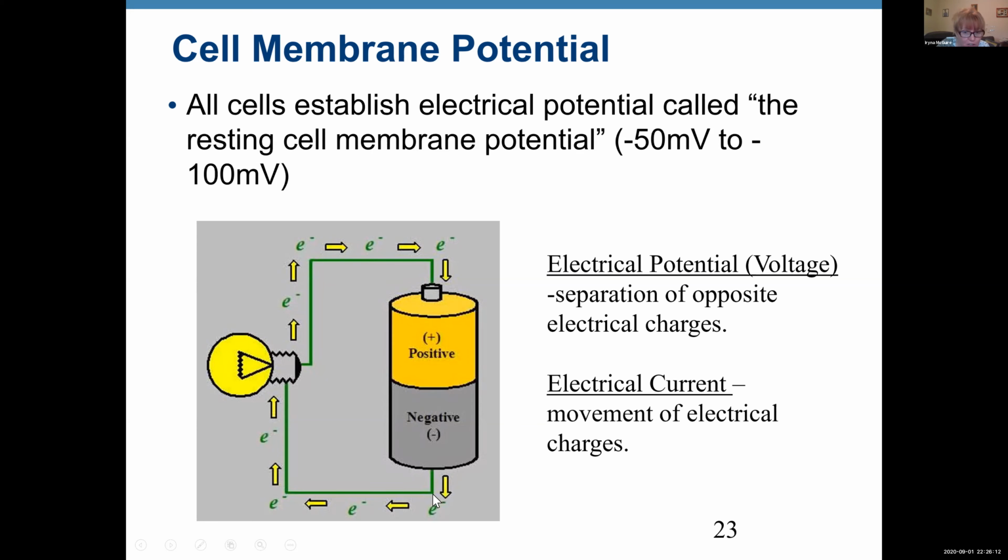And when electrical charges start moving, right, from negative to positive side, or even from positive to negative, when we have movement of electrical charges, we have electrical current, right? So electrical potential is separation of charges. Electrical current is movement of electrical charges. Now, all your cells are actually little batteries because your cells separate charges. Your cells are positive outside and negative inside. So ECF is positive and ICF is negative, right?